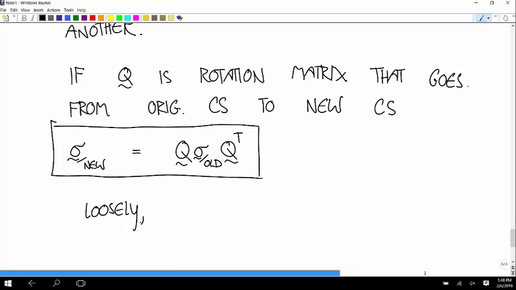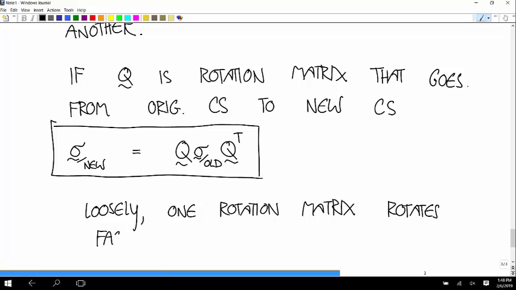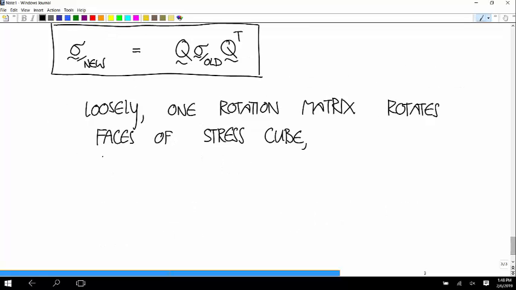Loosely, just intuitively, one rotation matrix rotates the faces of the stress cube, and one re-expresses the tractions in the new coordinate system.